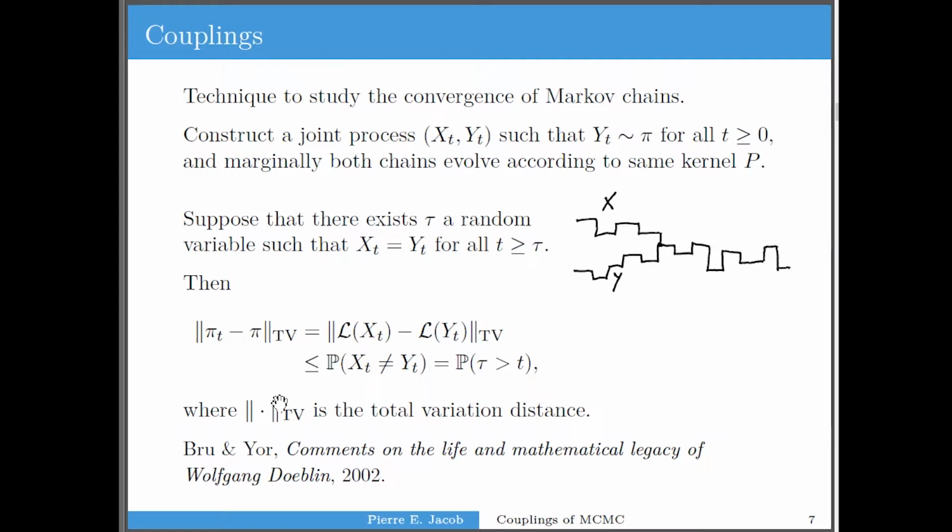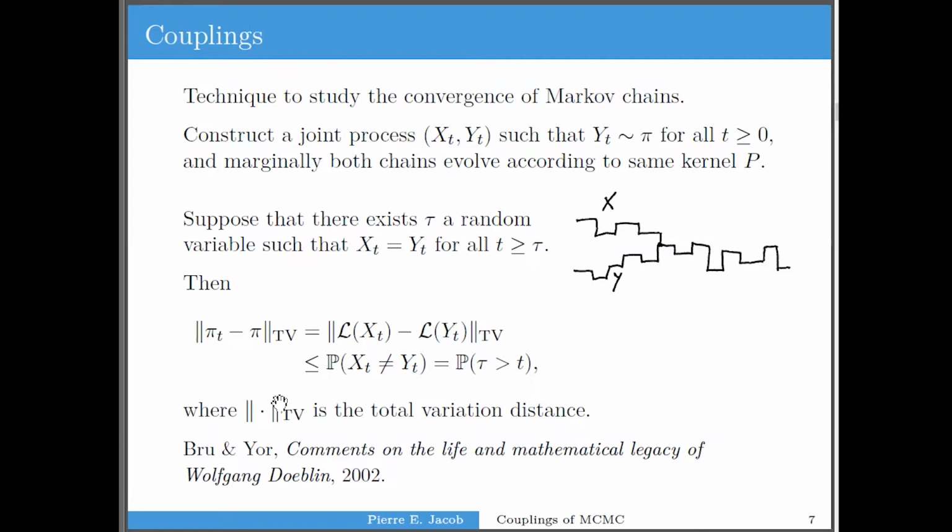is to upper bound the total variation distance between pi t and pi as follows. You first note that it's the marginal distribution of xt and the marginal distribution of yt, right? Because yt is assumed to be at stationarity. And then you can always upper bound the TV between the two distributions by the probability that xt will be different from yt under any joint distribution for xt and yt that has those marginals. That's the coupling inequality. It's very simple to prove, in fact, it's a few lines.